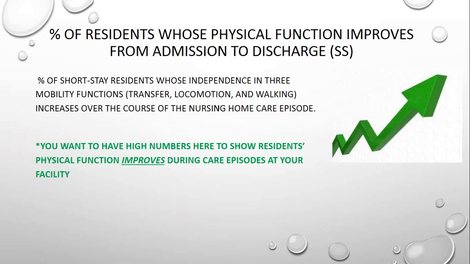Percentage of residents whose physical function improved from admission to discharge. This is a short stay measure. Okay, so it's only going to look at the percentage of short stay residents whose independence in the mobility functions, transferring, locomotion, and walking increases. You actually want these numbers to be higher because it's showing an improvement during their stay at your facility. So this is a high number you want.